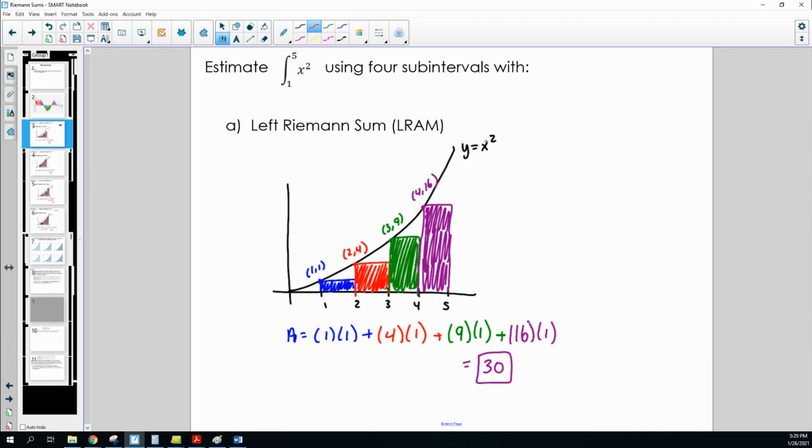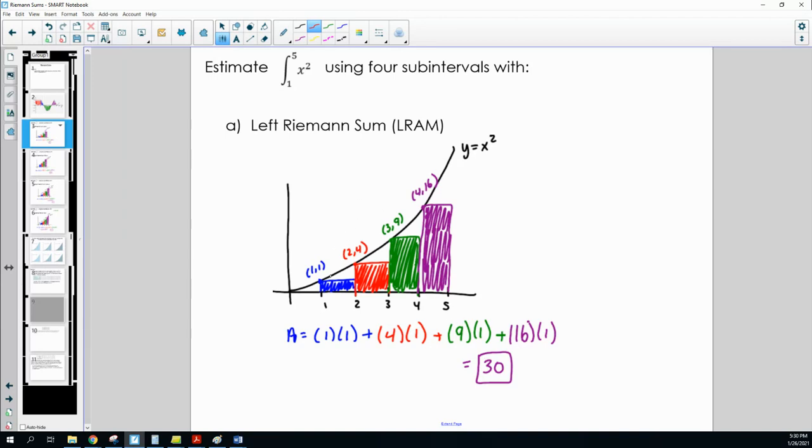So here I have the graph of y equals x squared. A left Riemann sum makes rectangles underneath the curve, starting with the leftmost point as your height. You can see this blue rectangle has a height of 1, so we use that height times the length of 1. For the red one, we have the height, which is 4, times the length of 1. For the green, the height is 9, times the length of 1. And the purple one has a height of 16, times the length of 1. Adding all of these together, we get 30.